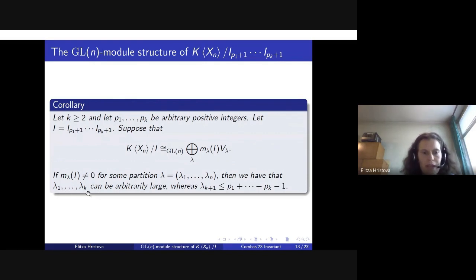So the first k entries in the partition can grow arbitrarily large, but the k plus first entry in the partition is bounded by this number, the sum of the p1 to pk's minus 1. This is a generalization of the previous statement.